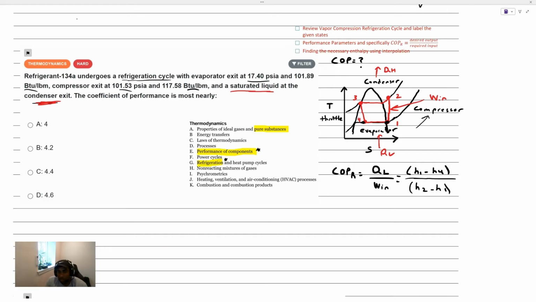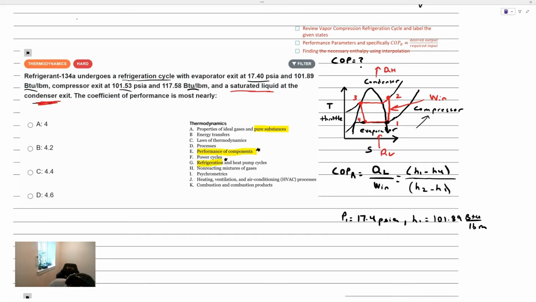Okay, so this is what we need here. And if we think about some of the knowns and some of the unknowns in this problem, let's go ahead and label what our givens are. So the evaporator exit is state point 1. At state point 1, we're given a pressure of 17.4 psia, and we're also given an enthalpy at state point 1. BTU per pound mass, the energy per unit mass that was given, is 101.89. See, this is an English system problem here.